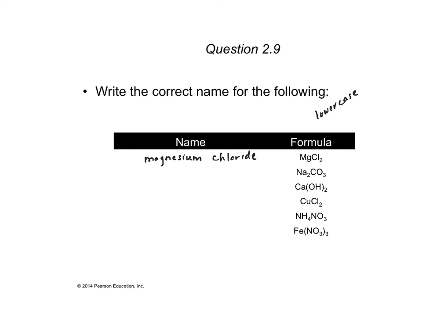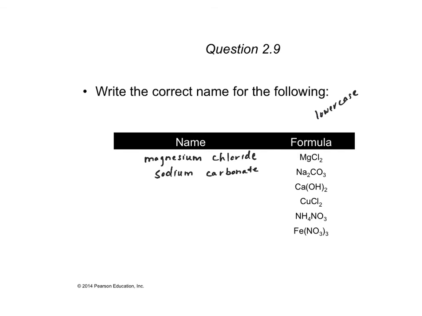Same thing for the second one. Is this a type 1 or type 2 metal? Type 1, so sodium, predictable, has a +1 charge. What is this polyatomic ion? Carbonate, right? And so with respect to polyatomic ions, you just write the name of the polyatomic ion. You don't have to worry about the IDE.